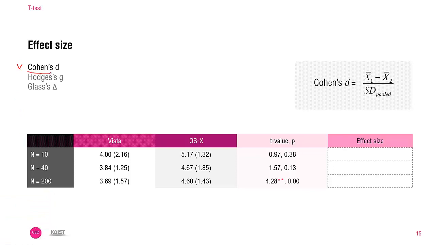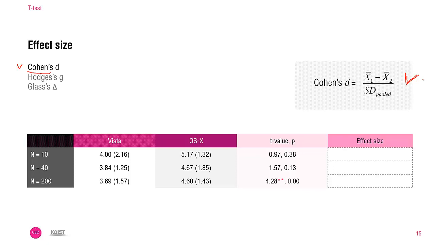Cohen is the name of a person. Cohen's d is obtained through this procedure. You divide the mean difference by the pooled standard deviation. In the following survey, people assessed the two operating systems repeatedly, so we can guess that the pairwise t-test has been performed. However, when we calculate Cohen's d, we apply this equation equally for any type of t-test.